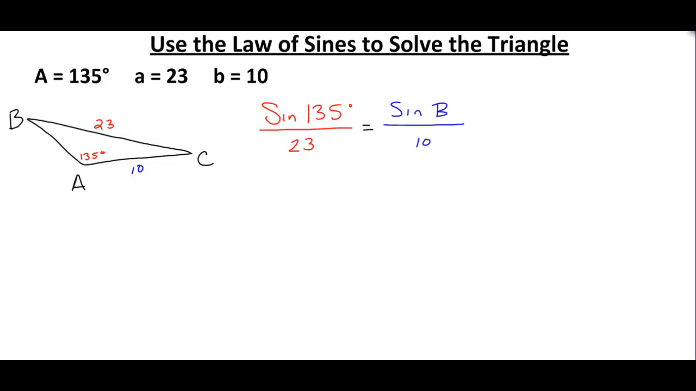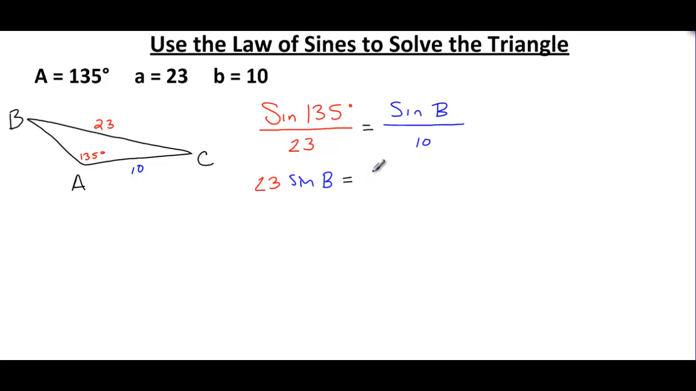So if I cross multiply, I'm going to get 23 times the sine of B. And you always put the number in front of the sine. Don't ever put it at the end, because then a lot of mistakes are made, because then they multiply 23 by the angle, and that's not what we're doing.